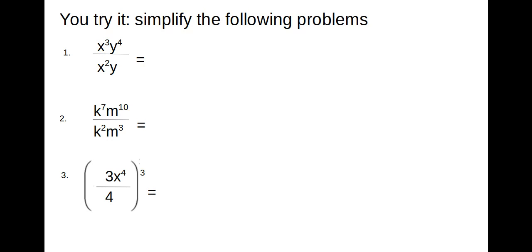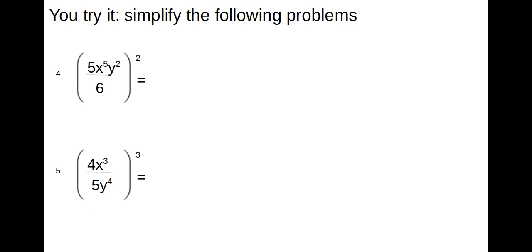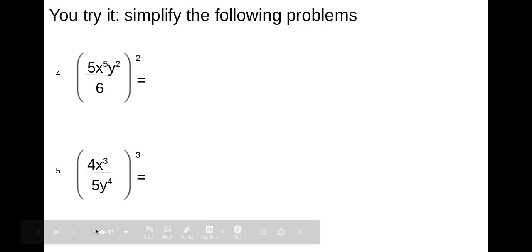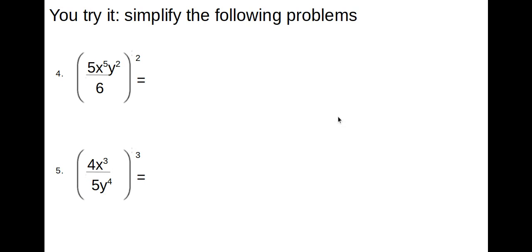Okay, so the following problems are x to the third power, y to the fourth power, divided by x to the second power, y. All the answers will be in the next slide. And then k to the seventh power, m to the 10th power, divided by k to the second, m to the third. And the last one, 3x to the fourth power divided by 4, all raised to the third power. That was that thing we talked about before, with everything in parentheses being raised to the power. Two more problems: 5x to the fifth power, y to the second, divided by 6, all raised to the second power. And then for our last problem, 4x to the third power, divided by 5y to the fourth power, all grouped in one, all raised to the third power.